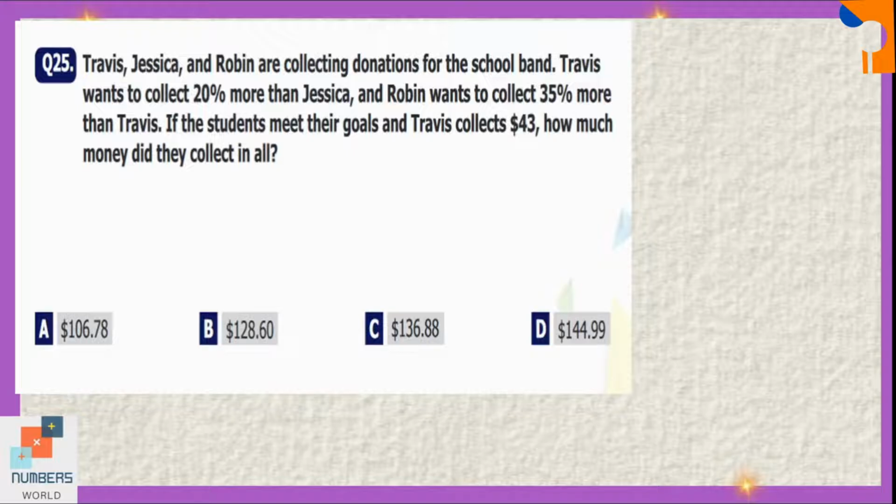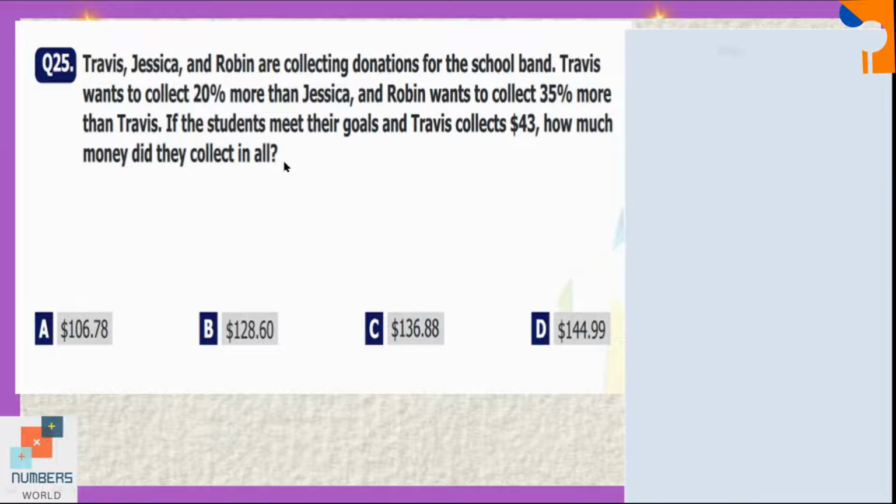Question 25. Travis, Jessica, and Robin are collecting donations for the school band. Travis wants to collect 20% more than Jessica, and Robin wants to collect 35% more than Travis. If the students meet their goals and Travis collects $43, how much money did they collect in all? So here, let's write the equations first. Travis wants to collect 20% more than Jessica. So 100% of Jessica plus 20% of her amount. So the equation will be T is equal to J plus 20% of J.